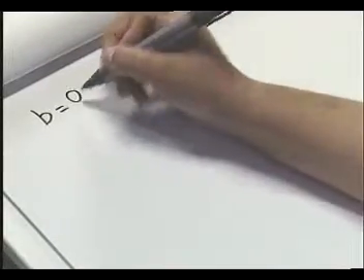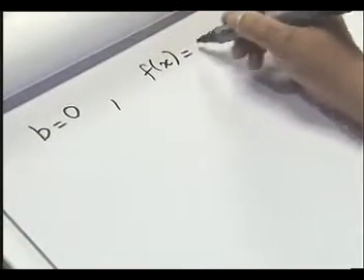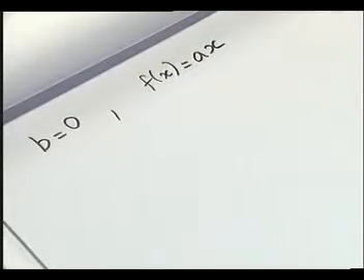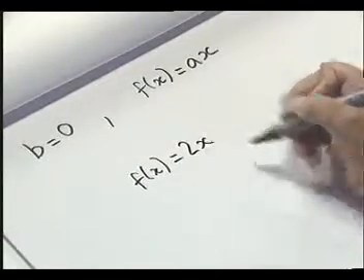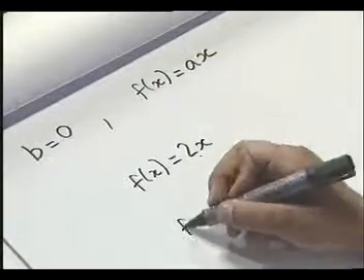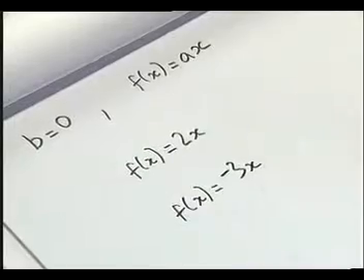So that's what happens when a equals 0. But what about when b equals 0? Well, let's have a look. For b equals 0, we get a function of the form f of x equals ax. And as we said at the beginning, a can be any real number. So, for example, we might have f of x equals 2x, or f of x equals minus 3x.